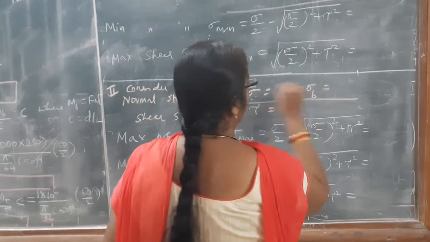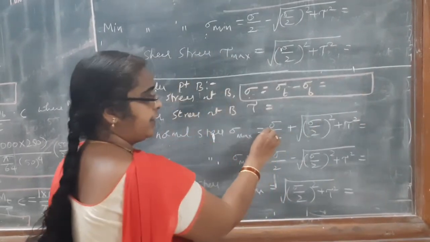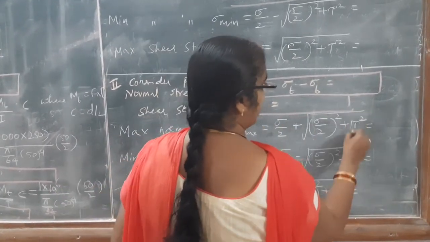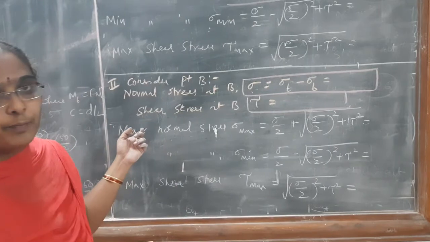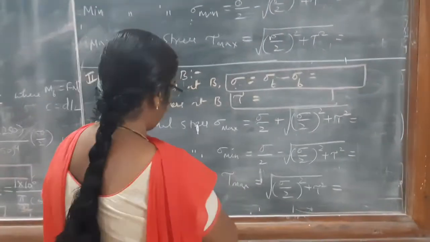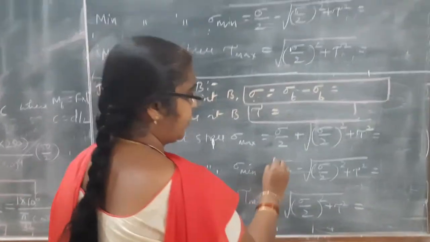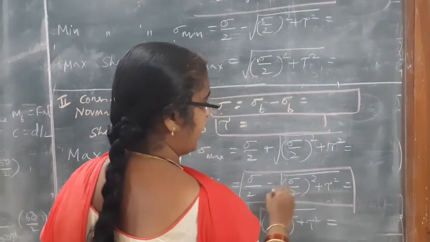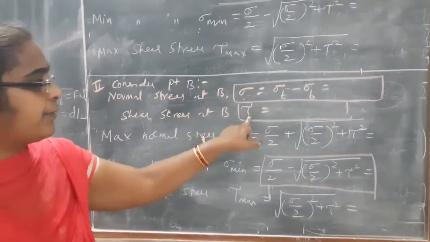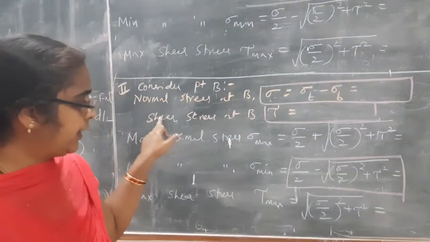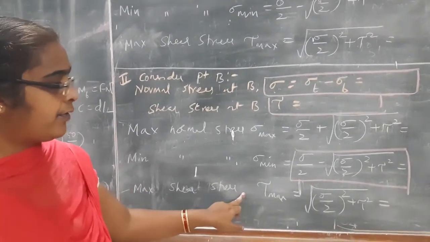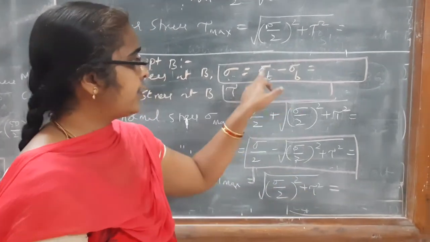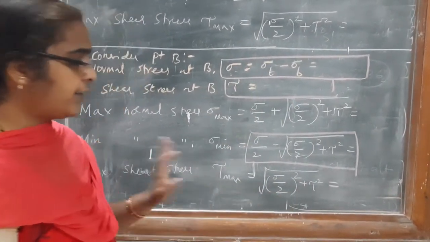Whatever value of sigma you get, substitute it here along with the value of tau to get the maximum normal stress. Similarly, find the minimum normal stress using the formula sigma by 2 minus the square root of (sigma by 2) whole square plus tau square. Substitute sigma and tau to get the answer for point B. Similarly, the maximum shear stress is the square root of (sigma by 2) whole square plus tau square. Sigma is known, tau is known, so get the answer for tau max.